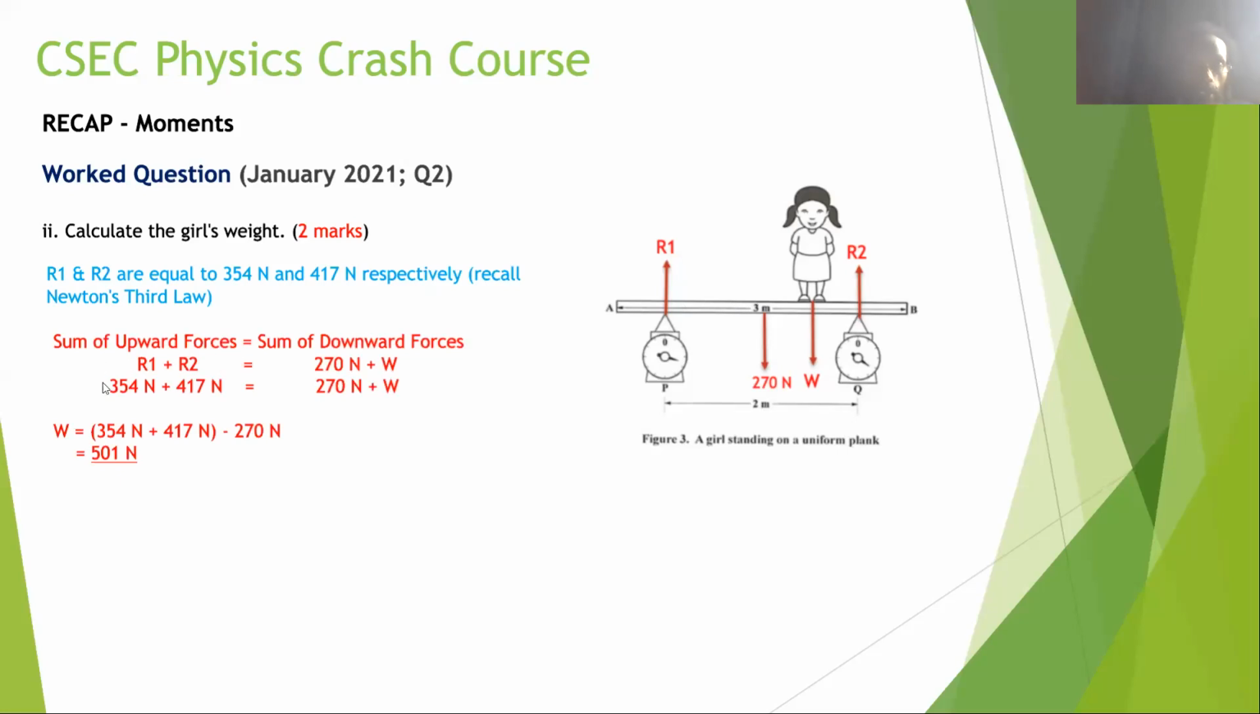The first thing you normally do in questions like these is to find the sum of the forces in one direction, the ones that you know, and then equate it to the sum of the forces in the opposite direction, because this will involve one or more forces, usually one force that you don't know the value of. This is the one that you want to find. So if we know R1 and R2, then the total of R1 and R2 should be equal to the total of 270 and W. So then we substitute for W in the equation and we find it to be 501 newtons.